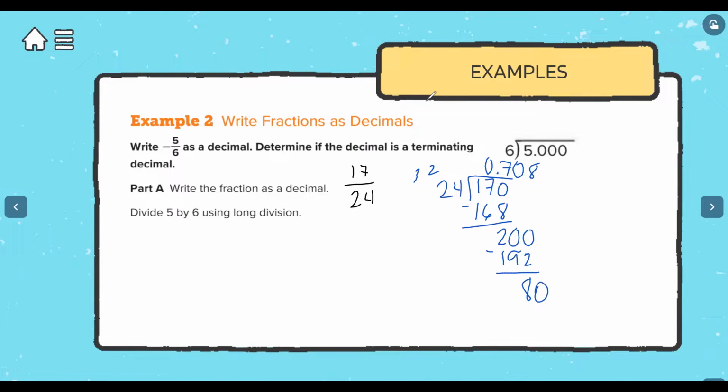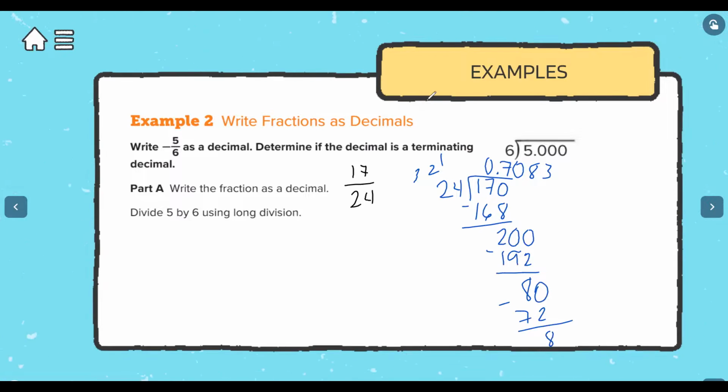We add a 0. How many times can the 24 go into the 80? It can go 3 times, right? Now we multiply 3 times 24. We do the math. 3 times 4 is 12, we have 1. 3 times 2 is 6, and 1 makes 7, right? 72. So 80 minus 72 is 8.